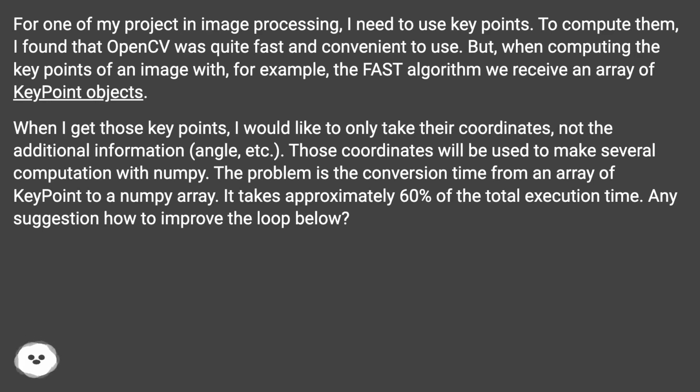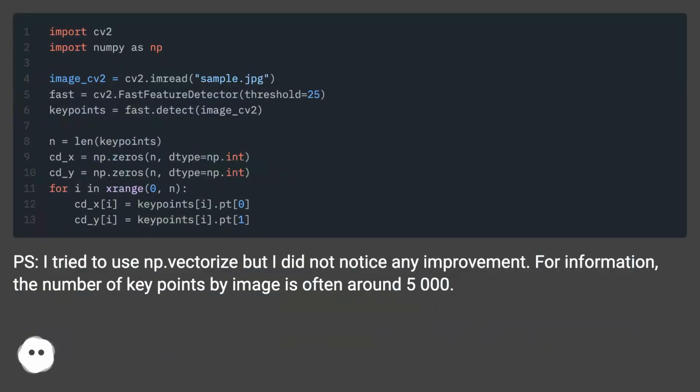The problem is the conversion time from an array of key points to a Numpy array. It takes approximately 60% of the total execution time. Any suggestion how to improve the loop below? PS: I tried to use np.vectorize, but I did not notice any improvement. For information, the number of key points per image is often around 5,000.